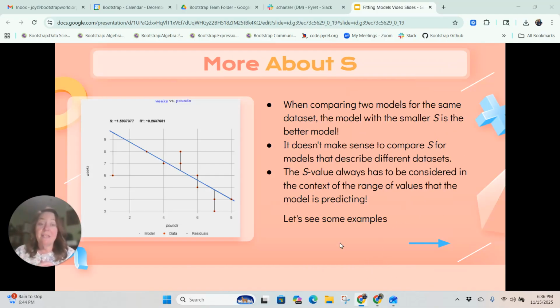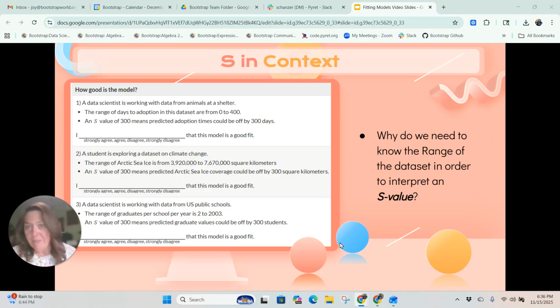And also, another thing to remember is that you have to consider the range. Let's take a look at why. Go back to this one. The animals in the shelter, days to adopt range from 0 to 400.